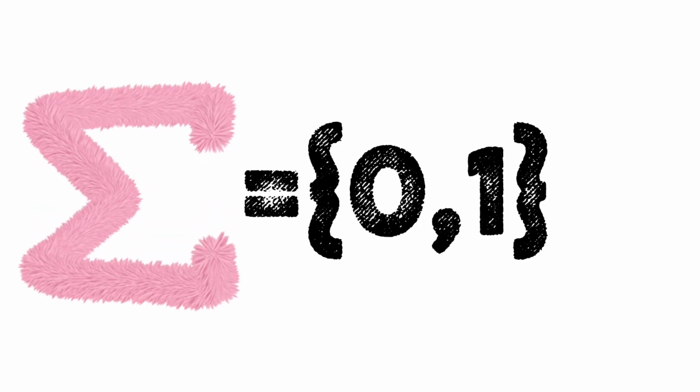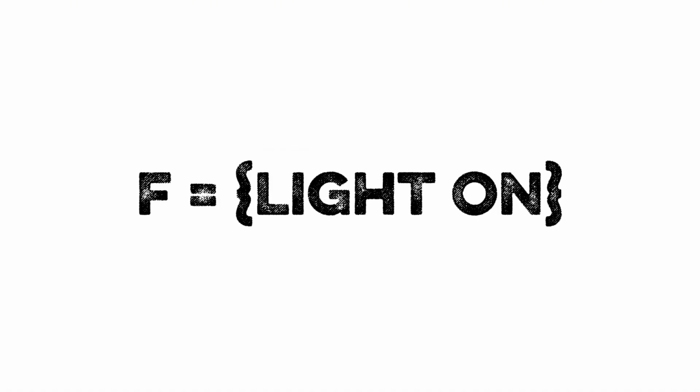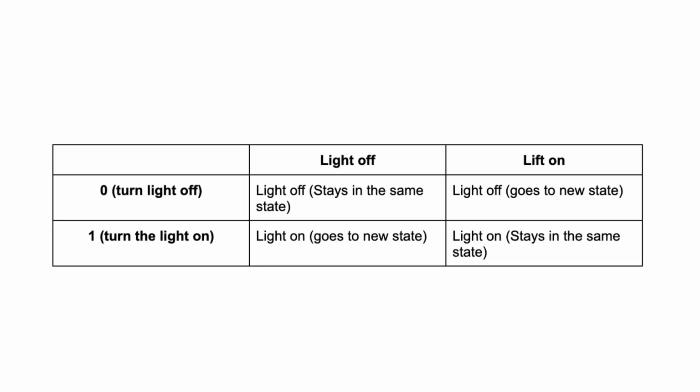Let's now fill in the formal definition. There are two states, light off and light on. There are two inputs, 0 and 1. The initial start state is light off, and the final state is light on. And finally, the transition table that illustrates how the diagram moves between states based on the input.